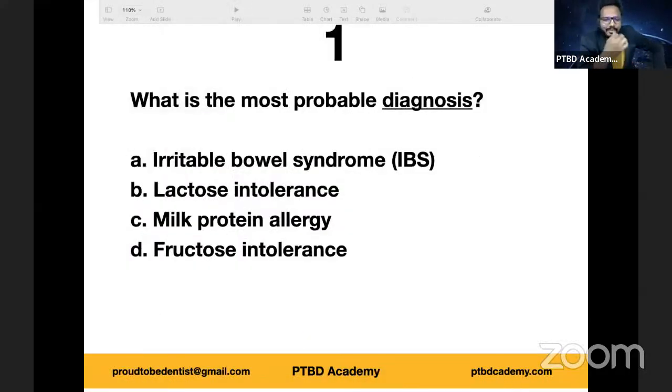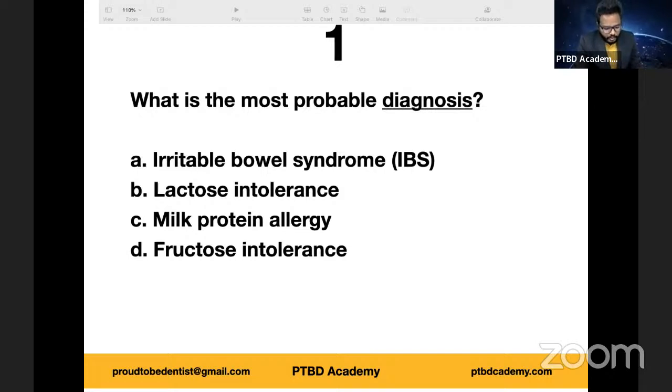So here is the first question. What is the most probable diagnosis? Irritable bowel syndrome, lactose intolerance, milk protein allergy, or fructose intolerance. Which one do you think is the more appropriate answer? Irritable bowel syndrome. So we'll go through each of these options and see if we can eliminate any of them.